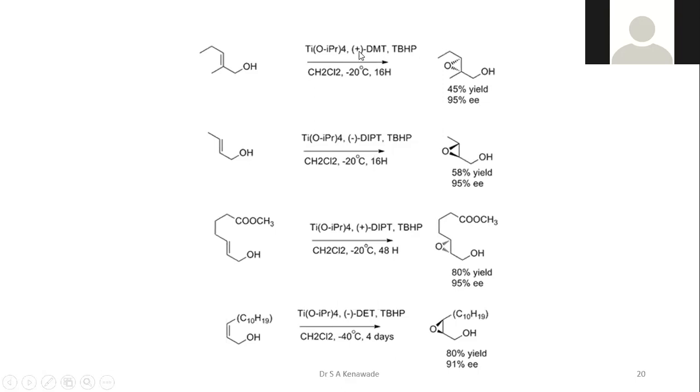Then the plus sign indicates this reagent will deliver oxygen from the bottom side. If you use minus DIPT, again instead of DET or DMT, you can also use DIPT. These are the various derivatives. If we use minus, then it will form oxygen on the top side. If you use plus, then it will form oxygen on the bottom side. If you use minus, you form oxygen at the bottom side. Sorry, top side.